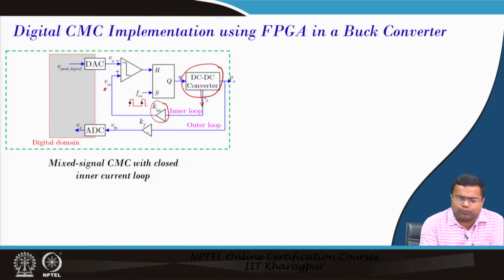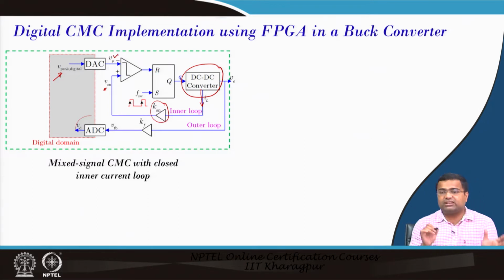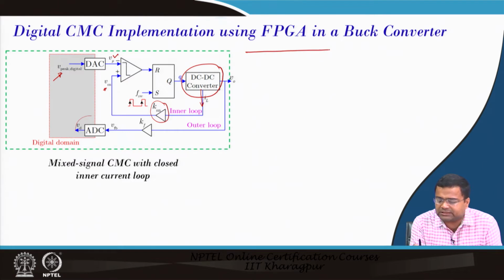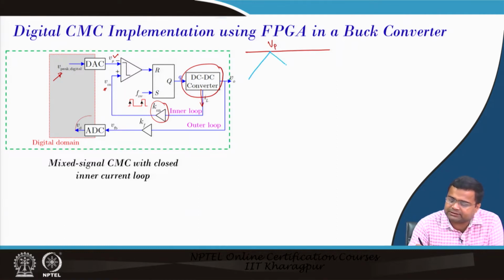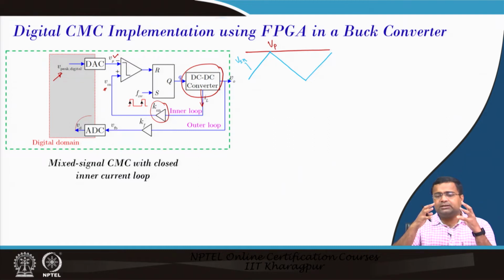We can sense the output voltage through an A to D converter, but since initially we are using a fixed current reference, that is the peak voltage which is going out of the digital loop and passed through a D to A converter, this is generating a peak current voltage reference. That means we are talking about this peak equivalent voltage, and this will be compared with a sense voltage.